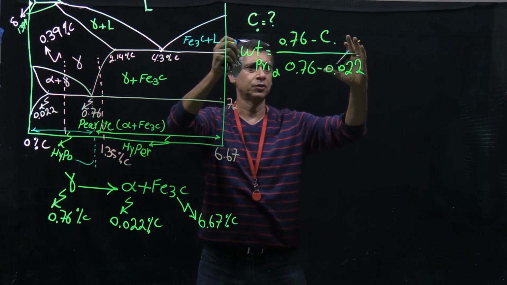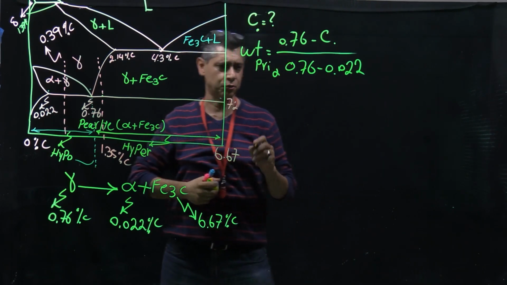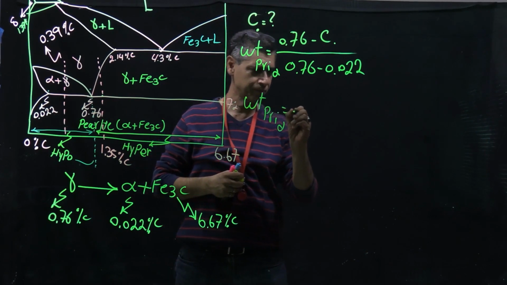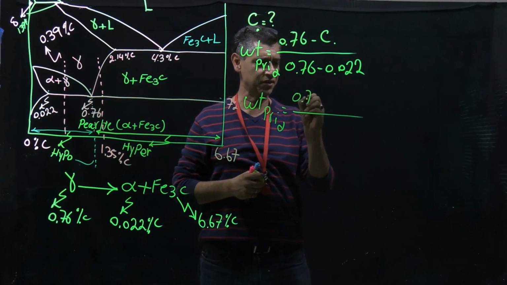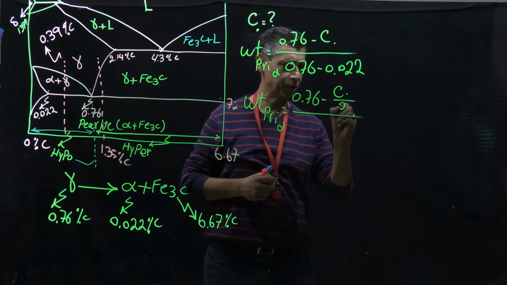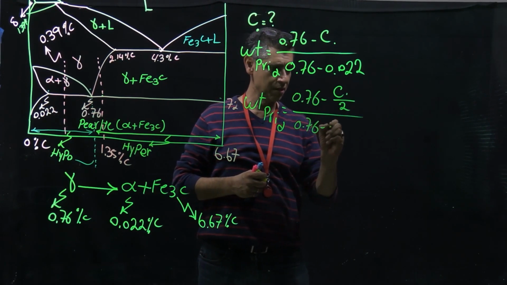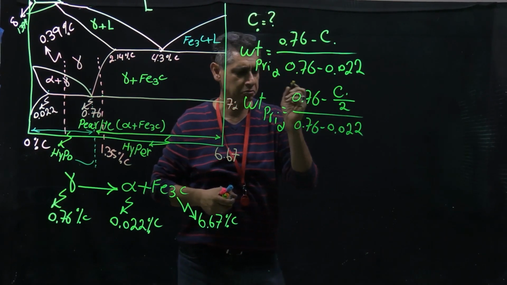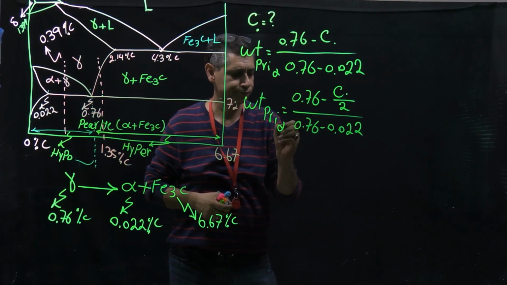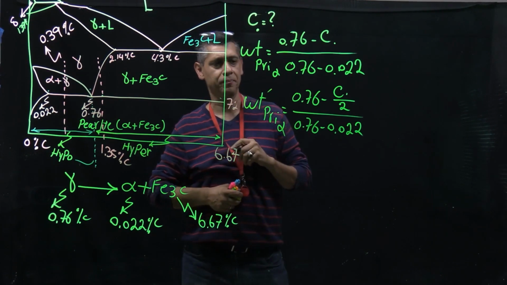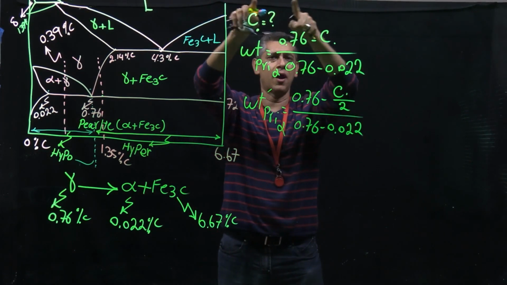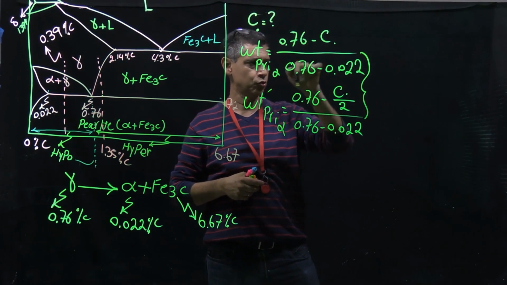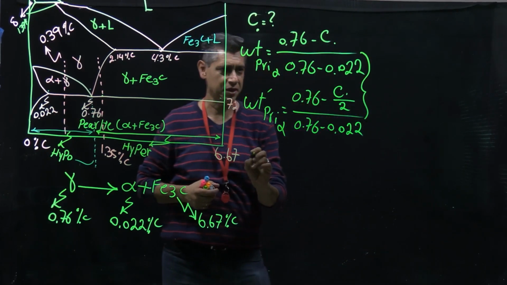This amount doubles when I reduce the carbon content to 1/2. In the second case, primary ferrite, I have 0.76 minus C sub 0 divided by 2, divided by 0.76 minus 0.022. Let's call this value prime. So this value is twice as this value. So I write just a simple equation here.